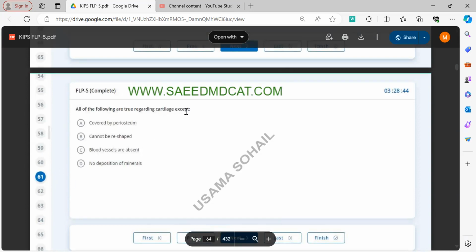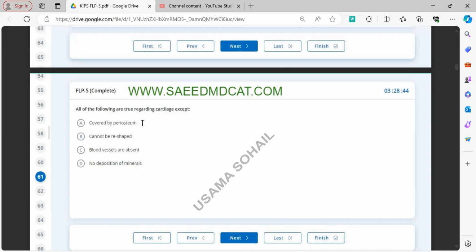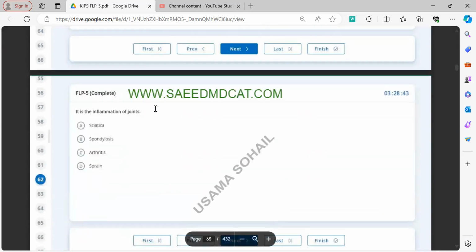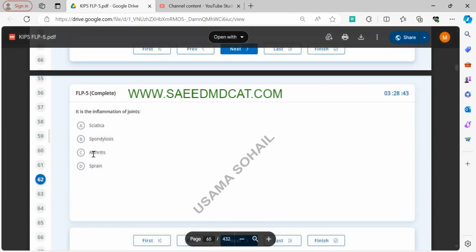In question number 61, the incorrect option is periosteum, because periosteum is the outer layer of the bone, not the cartilage. Now, in question number 62, as the name suggests, the suffix itis always refers to inflammation. So, arthritis means inflammation of joints.